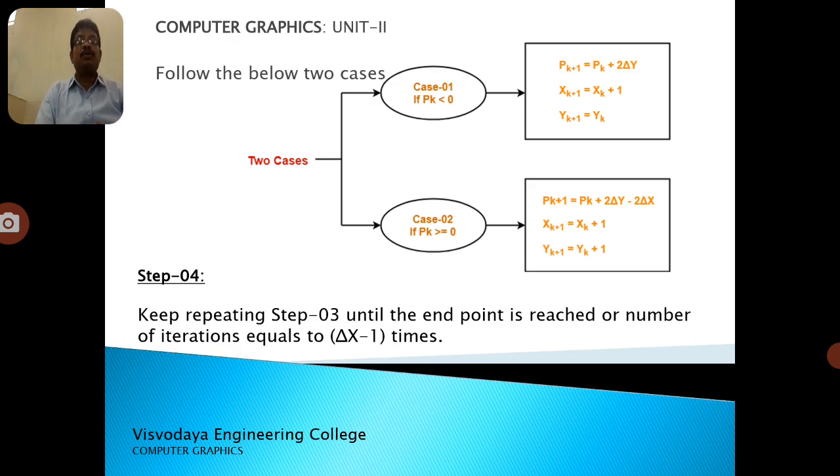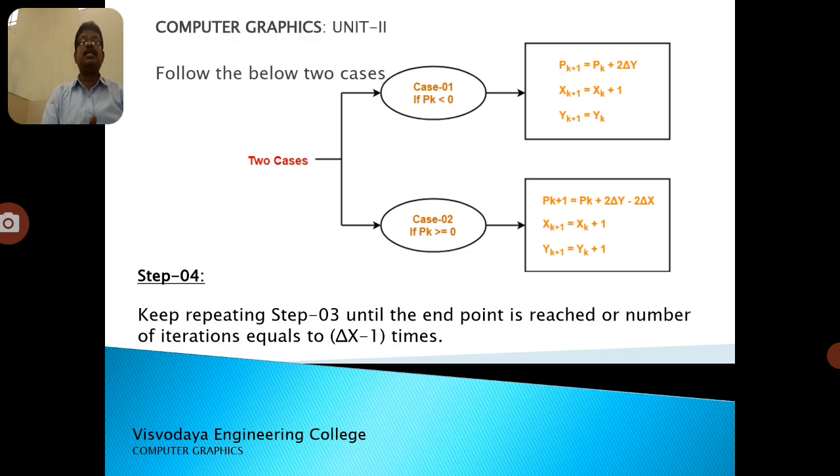Now, how can we calculate the next decision parameter? pk plus 1 equals pk plus 2 into delta y. The pk value is the decision parameter calculated from delta y and delta x, and by substituting the values we can derive the next pk value, pk plus 1 equals pk plus 2 delta y. The next coordinates are xk plus 1 equals xk plus 1 and yk plus 1 equals yk only.